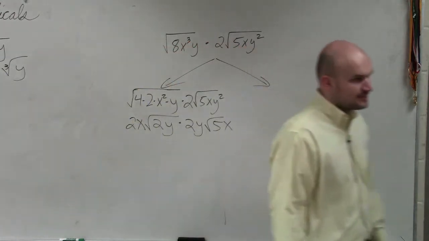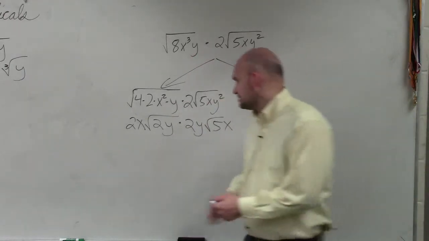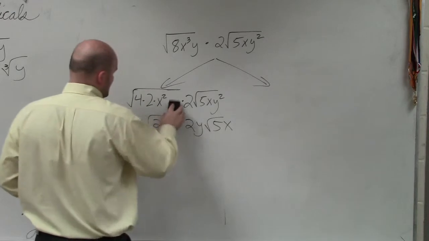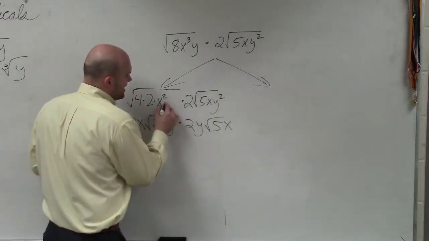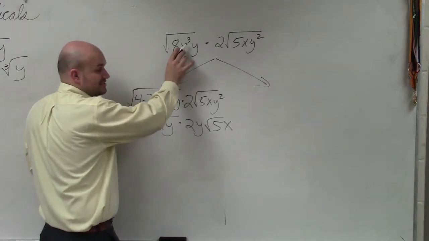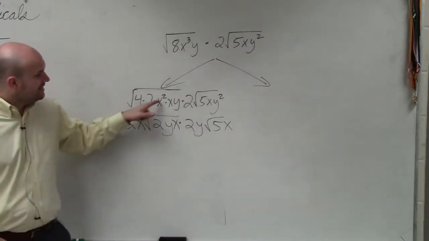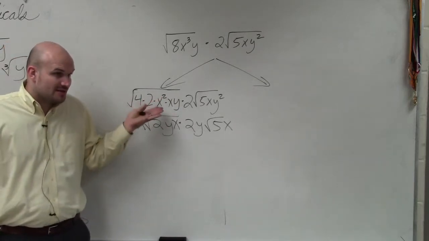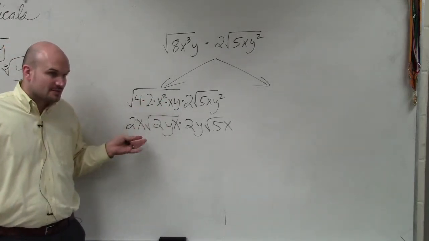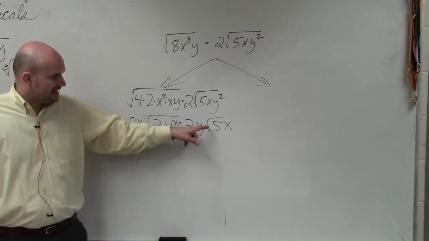Where did you get the x squared from? X, dang it, I wrote down the problem. x squared times x times y. I rewrote x cubed as x squared times x. The reason I did that is because I know what the square root of x squared is. The square root of x squared is just x. OK? So now I have this times that.